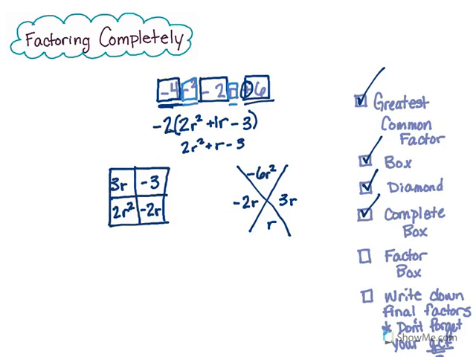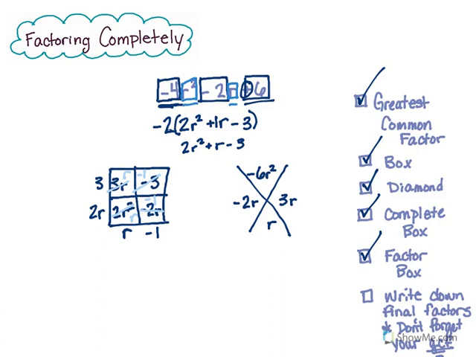Now I need to factor the box. So I can pull out a 3 up here, and I would be left with an r, and it looks like a -1. Now I can pull a 2r out down here, and I would be left with an r and a -1 again. So then we're just left with r and -1. Okay, we've factored our box.